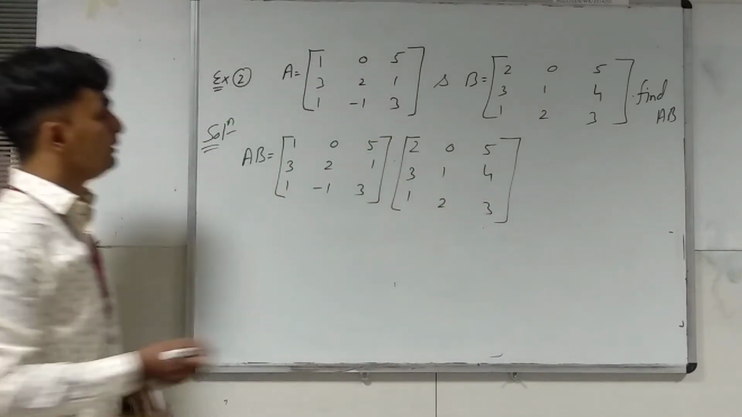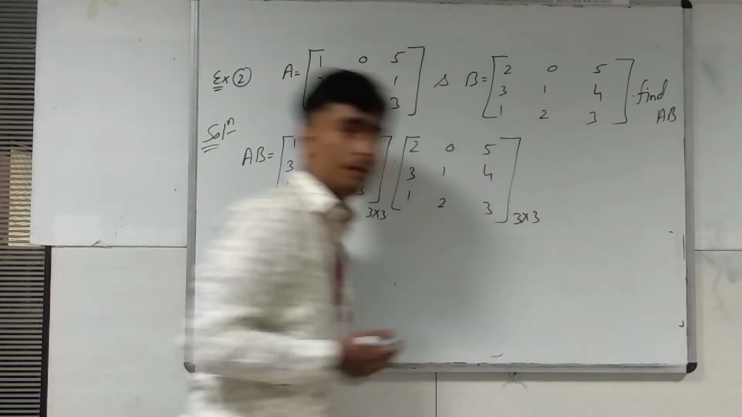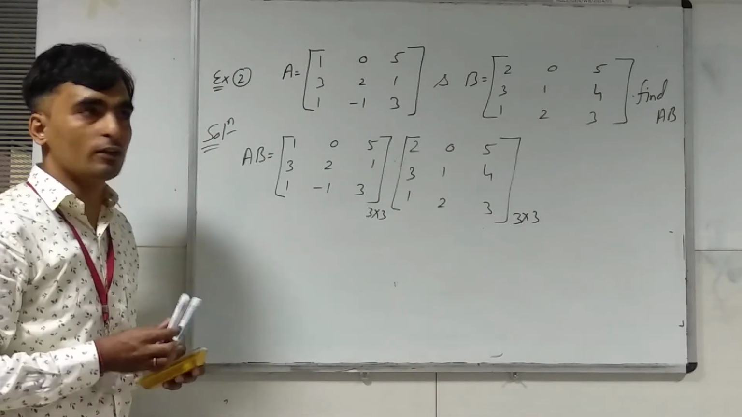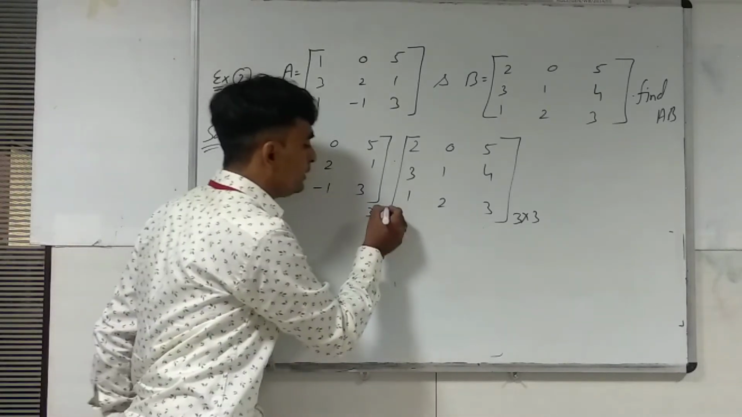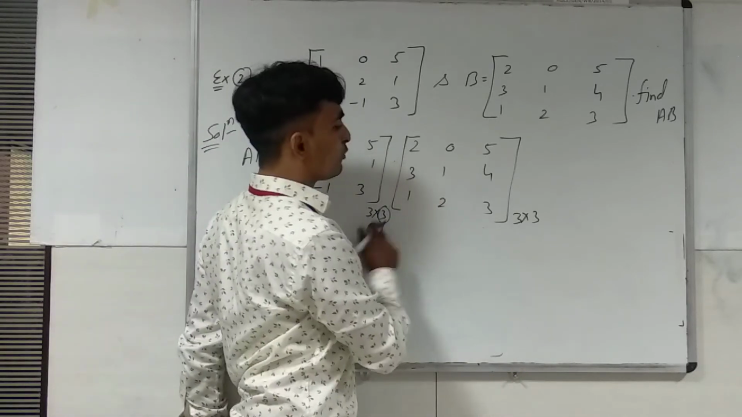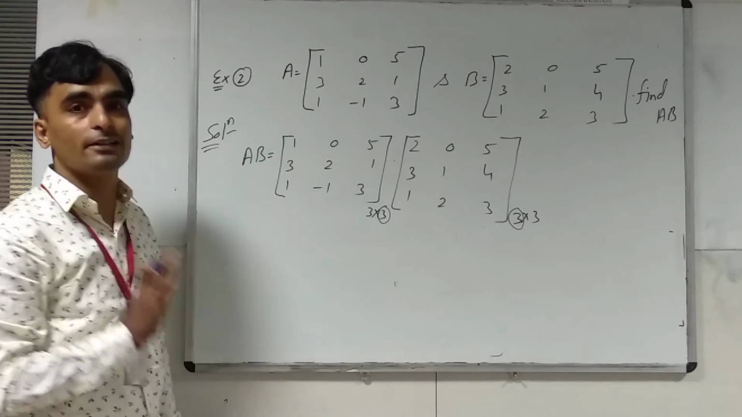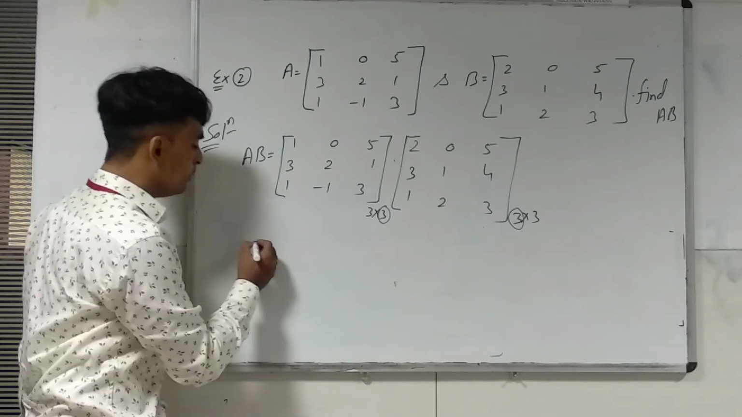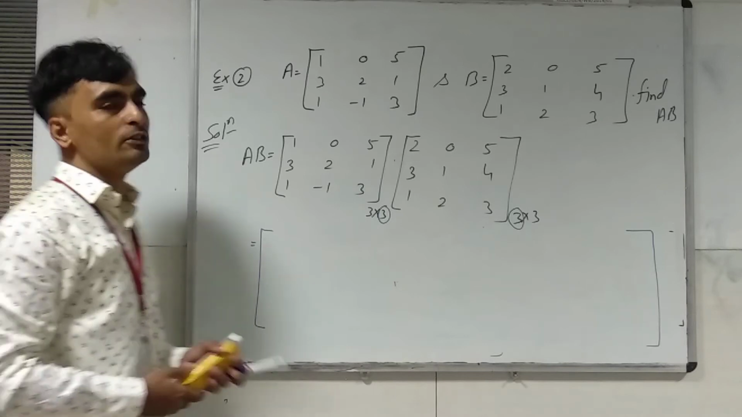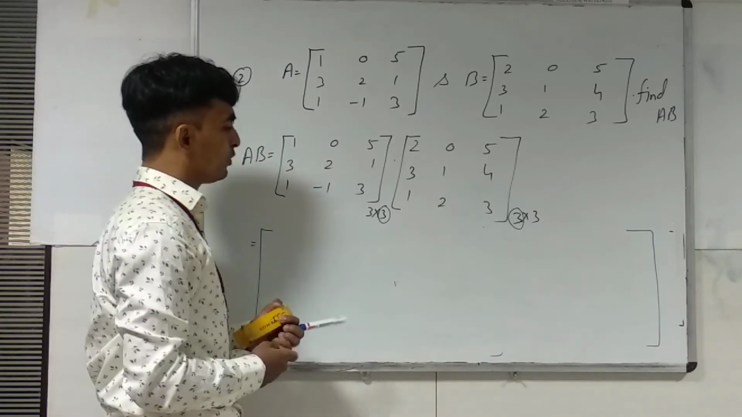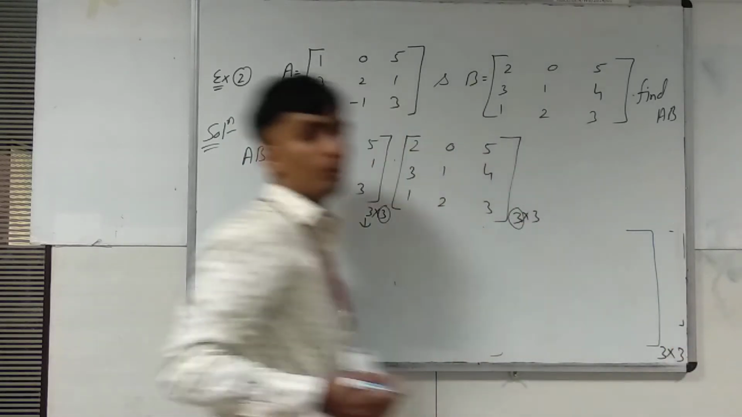From the basics, what do we need? What is the order of the first matrix? It is 3 cross 3. For the second one, it is again 3 cross 3. First of all, we have to check whether matrix multiplication is possible or not. The number of columns should equal the number of rows, so we can say that matrix multiplication is possible. Now, what about the dimension of the resulting matrix? You can directly write it here: this 3 gives you the rows and this 3 gives you the columns.